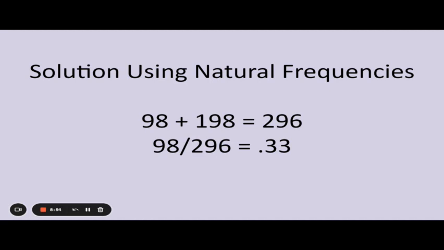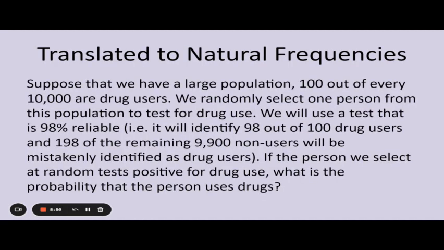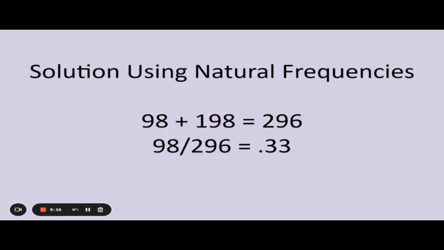We get the total, 98 plus 198. So that comes from, in the parentheses, we said 98 of the users are identified as drug users and 198 of the non-users. So how many people are identified total? Just add those up and add to that total. How many are drug users? Well, it's the 98. So 98 out of that total, which was 296, which will give us 33%. So even with a test that was 98% reliable, there's still a pretty low chance that the result was accurate.